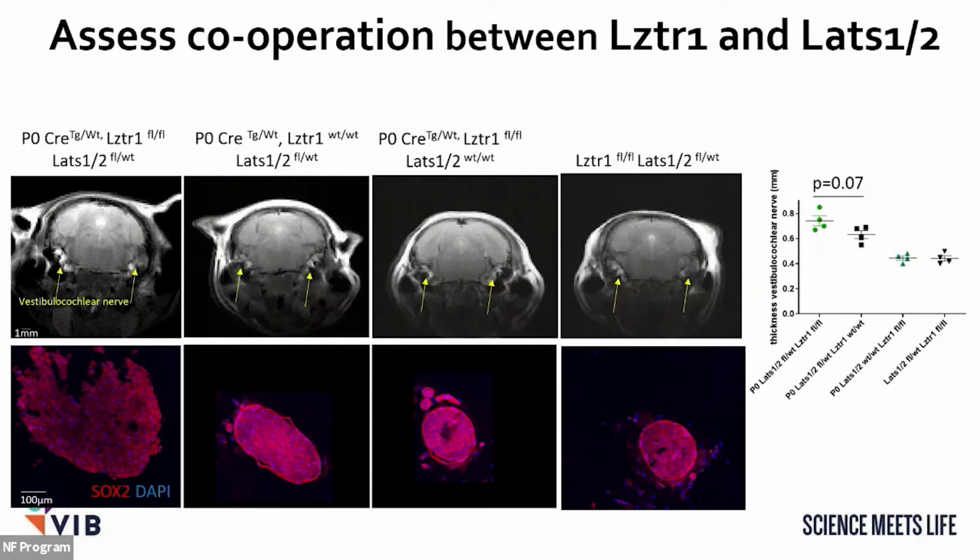So for now, what we are planning to do is isolate Schwann cells from these mice by purifying CD45 negative, P4 positive cells, and to perform integrative transcriptomic and proteomic analysis to figure out how LZTR1 loss could cooperate with the Hippo pathway to induce schwannoma development.